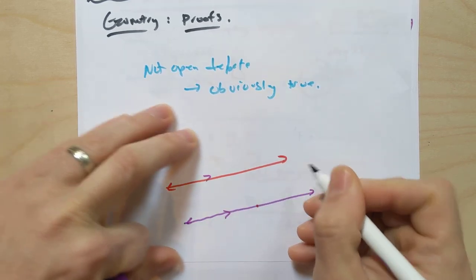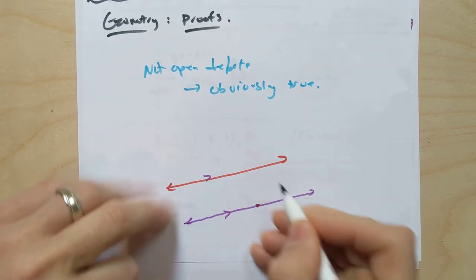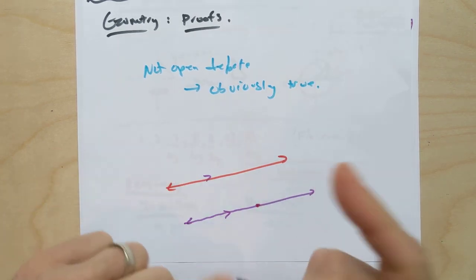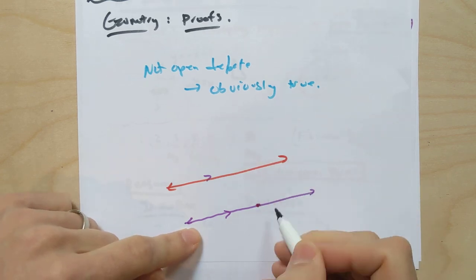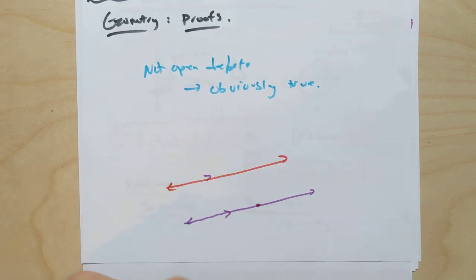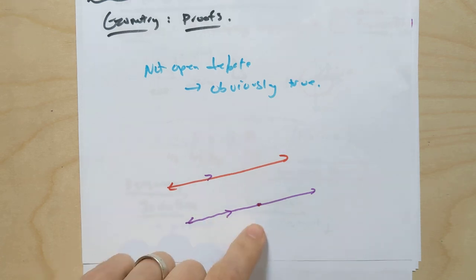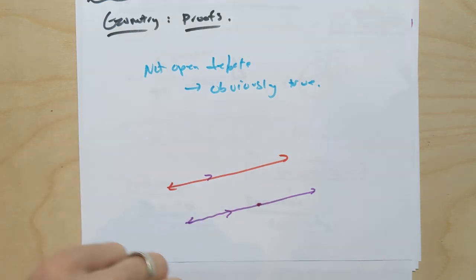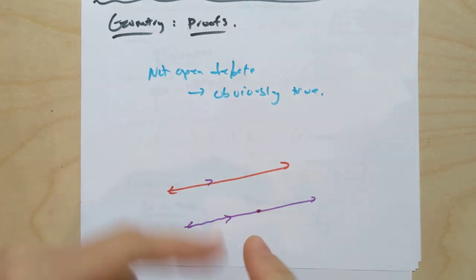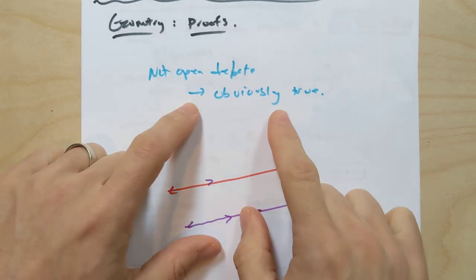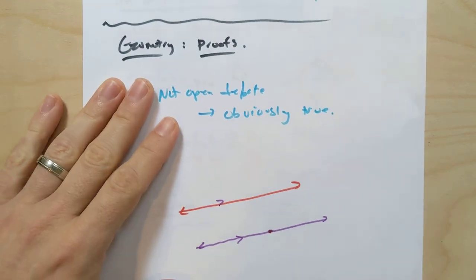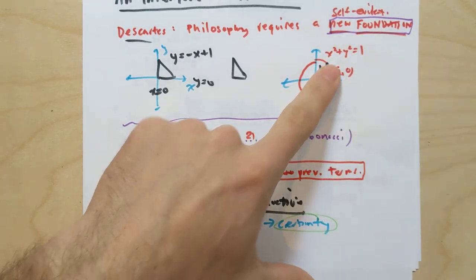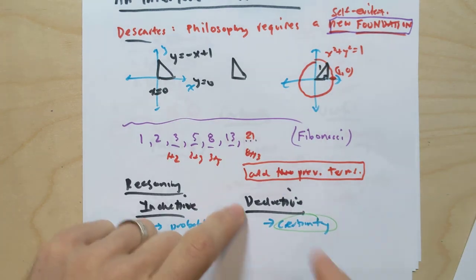That's Euclid's fifth postulate, that if you have some line and some point not on that line, there exists exactly one line through that point that would be parallel to our original line. And that's all the postulate says. Nothing fancier than that. You can always draw a line through a point that would be parallel to some other line on the same plane. Good times? That is a postulate. That is something that it's impossible to doubt. It is obviously true. And that is what Descartes wants to find for philosophy. He wants to find a new foundation for something that cannot be doubted.